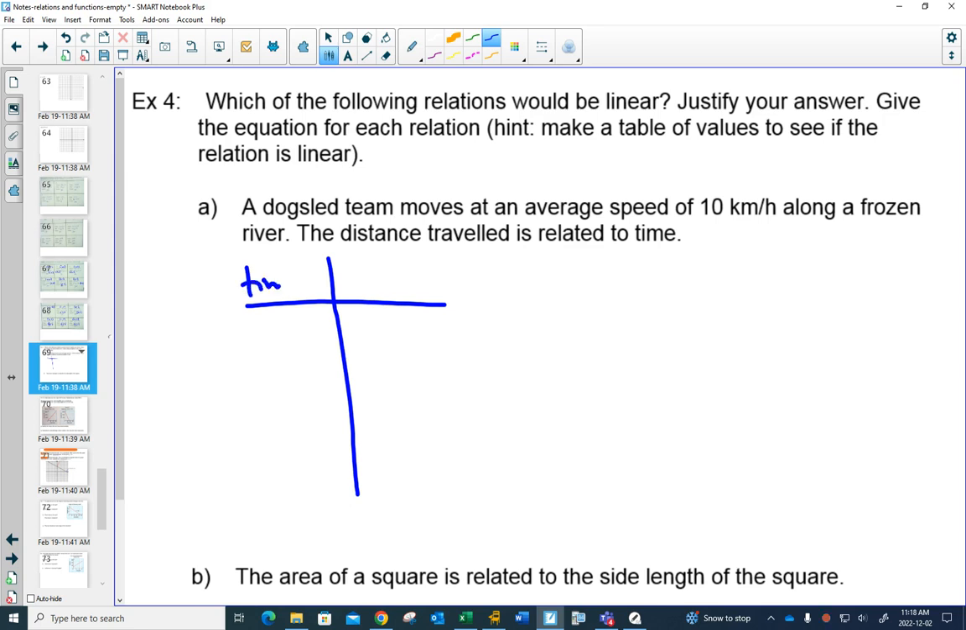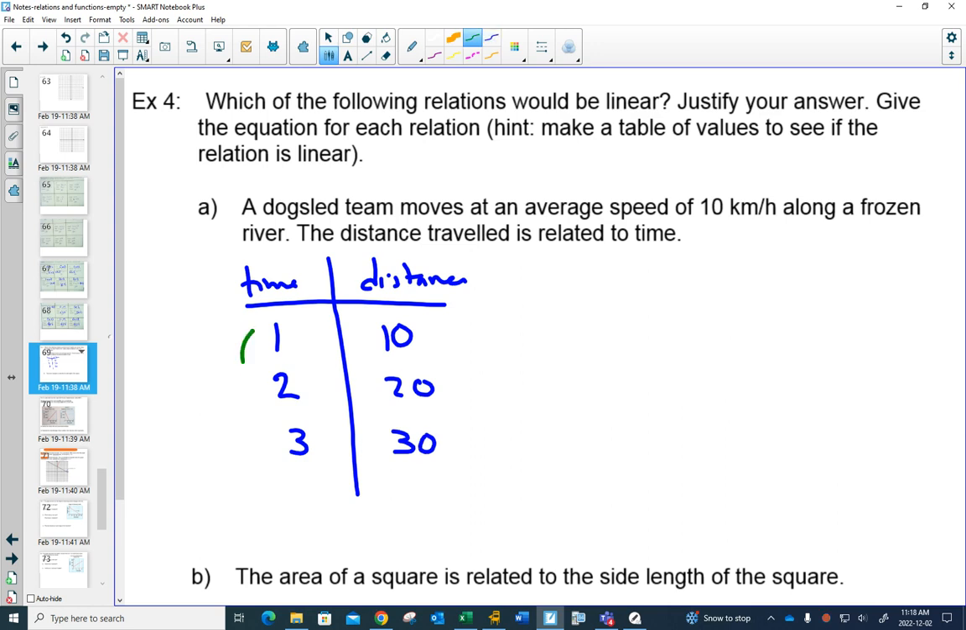Time is independent, and distance depends on the time that you've been traveling. Okay? So the dog sled team moves at an average of 10 kilometers per hour. So if the time was 1 hour, how far would you travel? 10 kilometers. If you went for 2 hours, 20. 3 hours, 30. Is this linear?